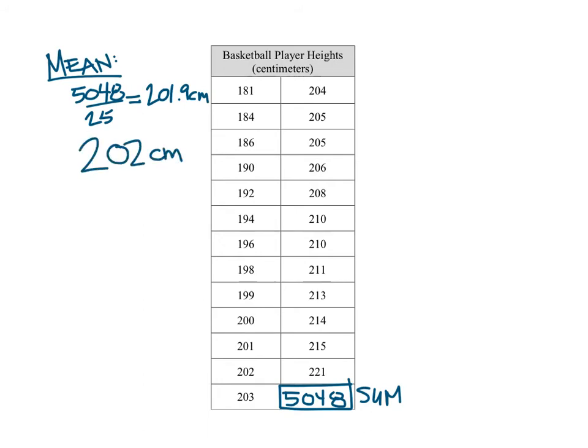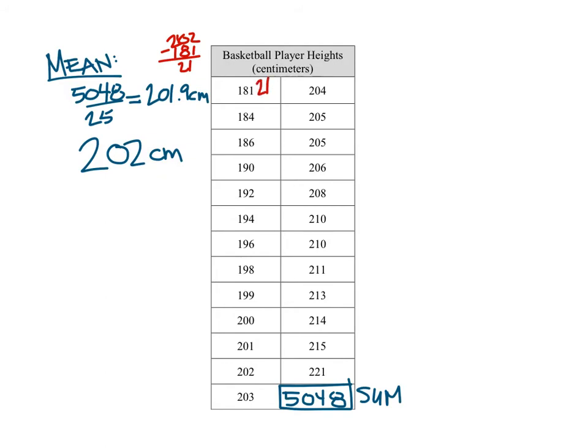That should make finding the distances between the basketball player heights and the mean height a little bit easier for us. So let's go ahead and start doing that. I'm going to put these numbers in red. For example, to find this first one, I've got 202 minus 181, which would give me 21.